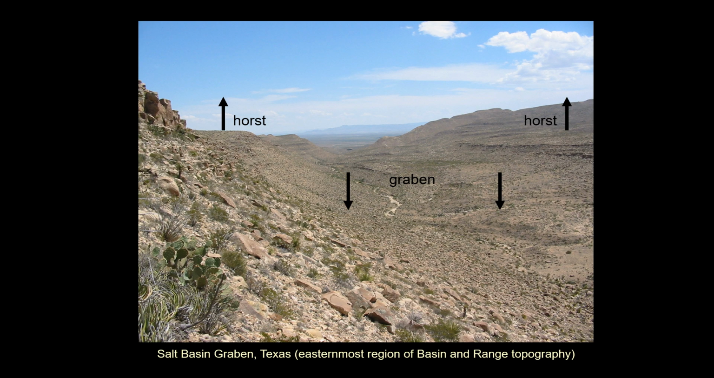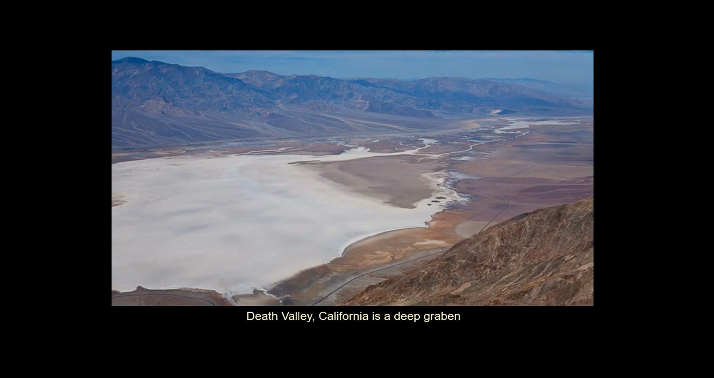And here they are. Here's an illustrated view of a graben, that low area that would form the flat valley floor. It's not so flat in this one, and then the higher elevation areas. This is the easternmost region of the Basin and Range topography in the Salt Basin graben of Texas. Another example of a deep graben is Death Valley, California. So that's a particularly deep one that's actually located below sea level, and here we see the mountains in the distance.